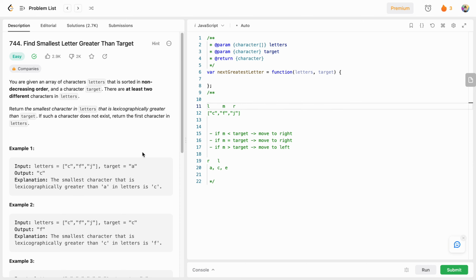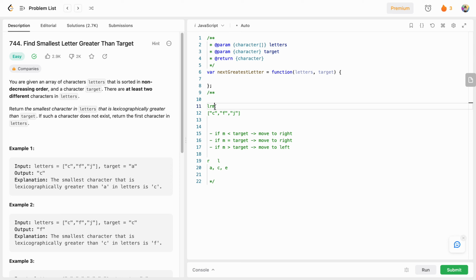So our target is still a here. Now our middle value is f, m is equal to f, and f is greater than target. F is greater than a, so we move to the left. So while we are moving to the left, right is equal to m minus 1. We do that. Now our left and right are pointing to the same, so our mid will also be pointing to the same, which is equal to c.